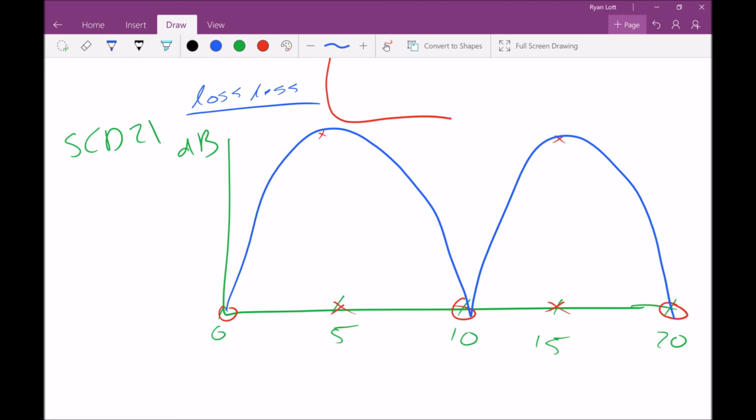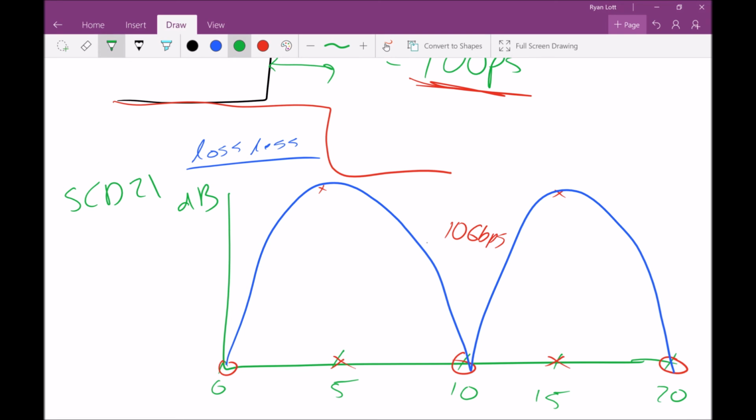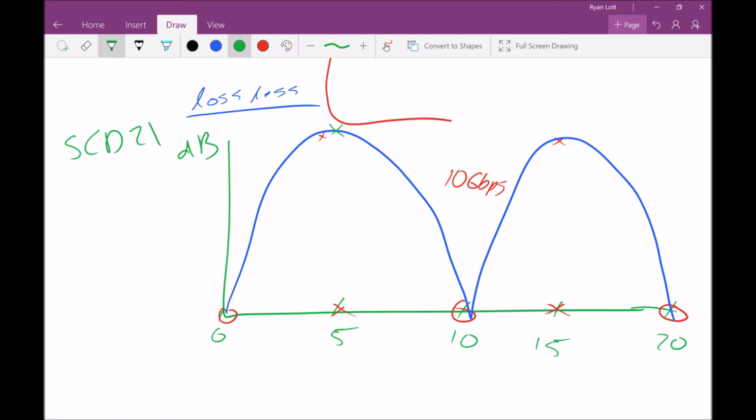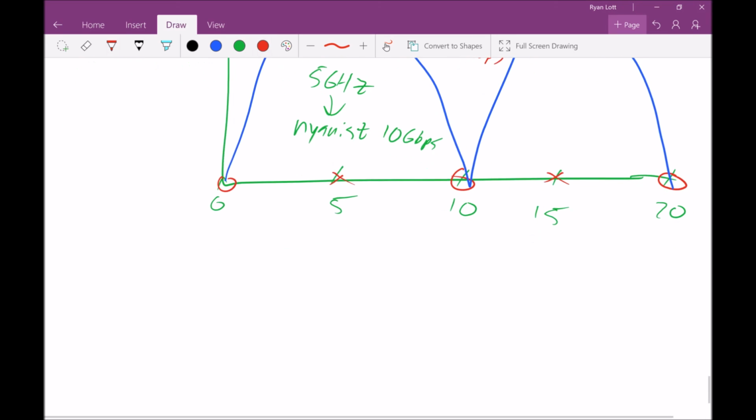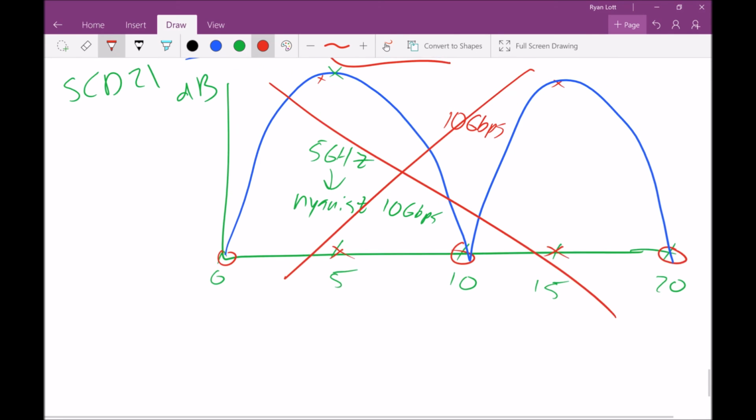This is really important because let's say you're operating at a speed of 10 gigabits per second and you have a skew value of 100 picoseconds. That is going to cause your mode conversion to be maximized at 5 gigahertz, which, if you don't know, is the Nyquist of 10 gigabits per second. What does this translate to? Your design will not work, or it's fairly unlikely that it's going to work.